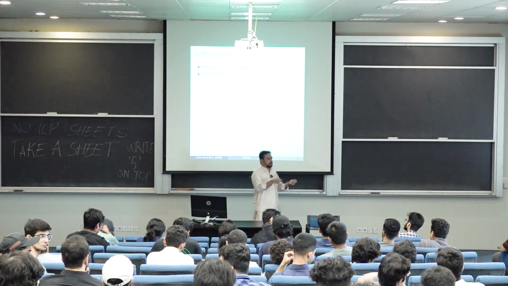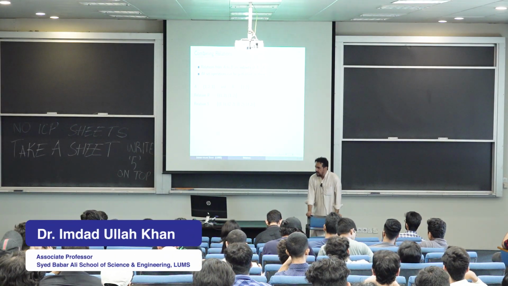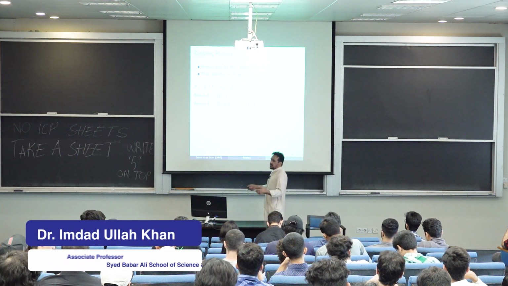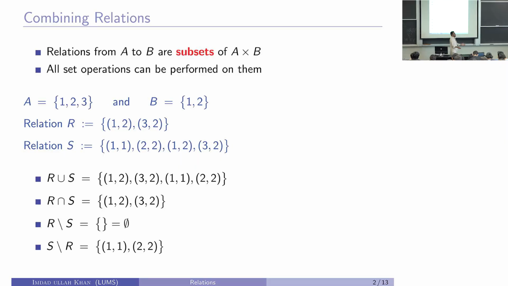A relation from a set A to another set B is a subset of A cross B. Okay, so it's a subset. So we can do all kinds of subset operations on this, right? We saw this example. We can take the union of relations. We can take intersections, set differences, the complement, and anything you can do with a set, you can do with one or more relations, right?